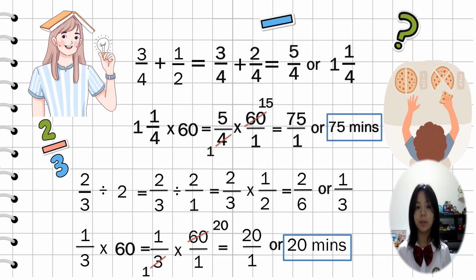We proceed with multiplying our numerators. 5 times 15 is 75, and 1 times 1 is 1. Our answer is 75/1, or 75 minutes.